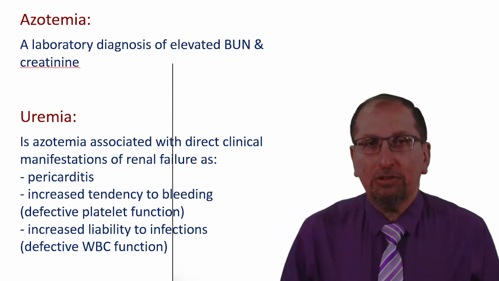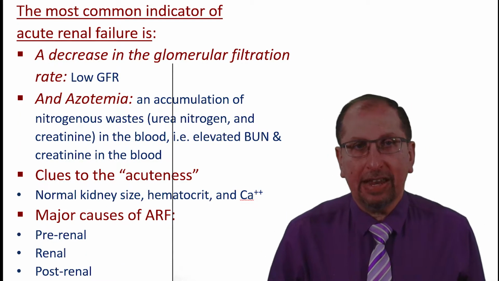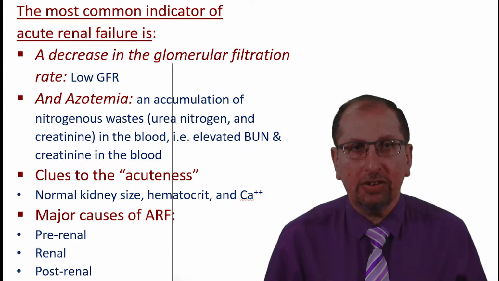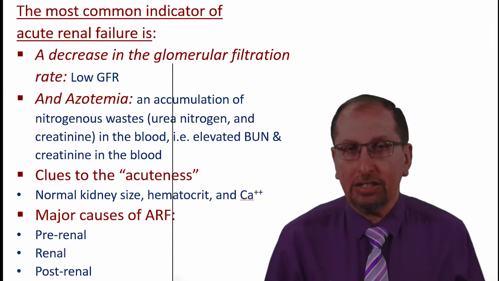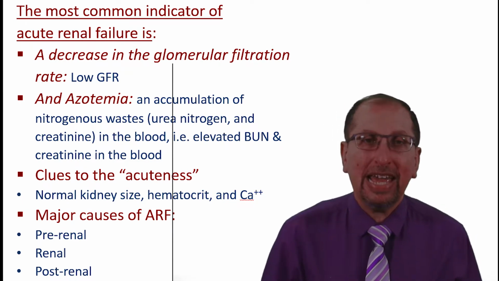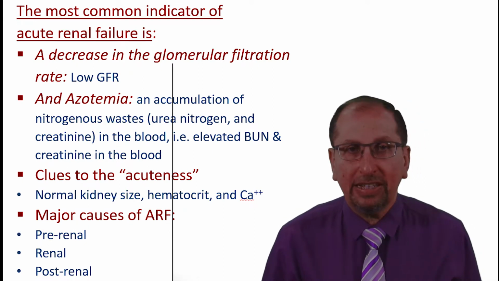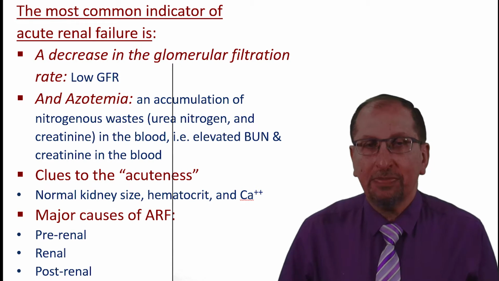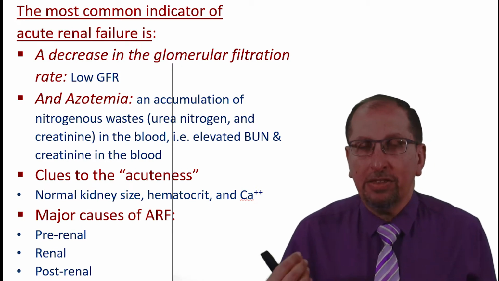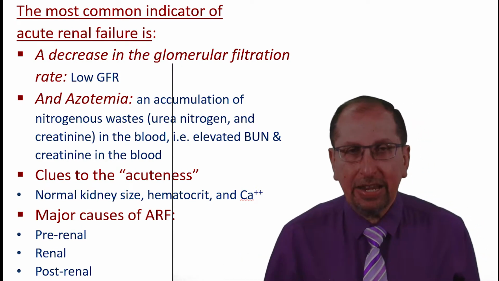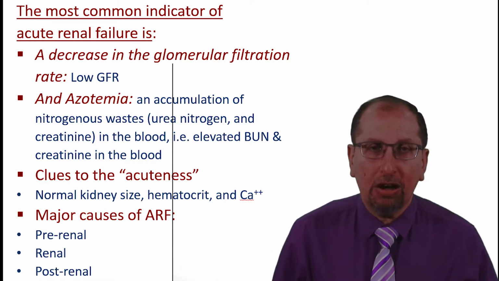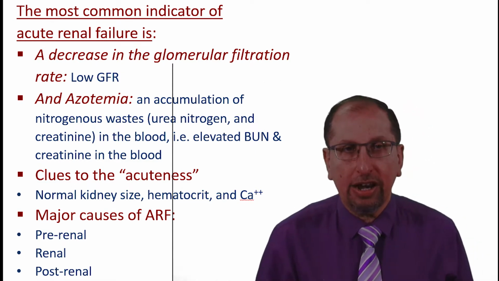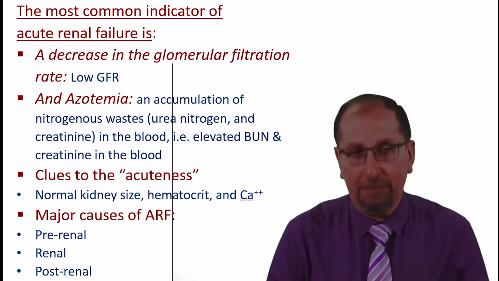Let's talk now about acute renal failure. And as I said, renal failure is a decrease in the glomerular filtration rate, that's low GFR, that leads to azotemia, that leads to elevated BUN and creatinine. What are the clues that this renal failure is acute? The basic difference between acute renal failure and what used to be called chronic renal failure, and now we call it chronic kidney disease, is simply time.